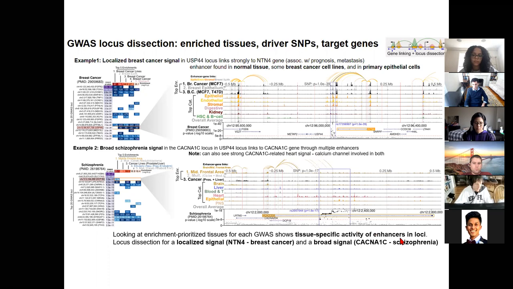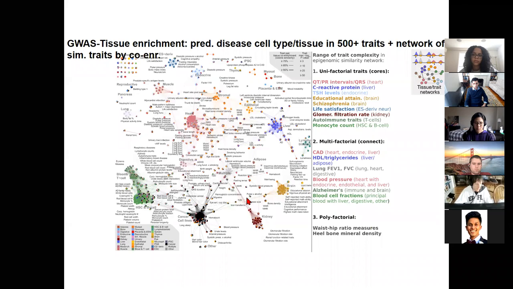We also are able to now go and look at much more complex traits. So this is looking at how individual traits are in fact localizing in individual tissues and how these traits are associated with a single tissue or multiple tissues. So if you see a circle that's entirely green, that means that the only enrichments are found in these immune cells.